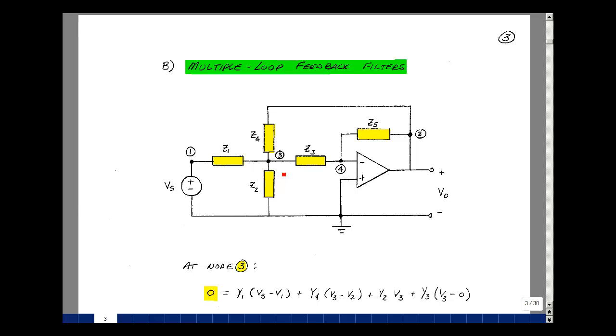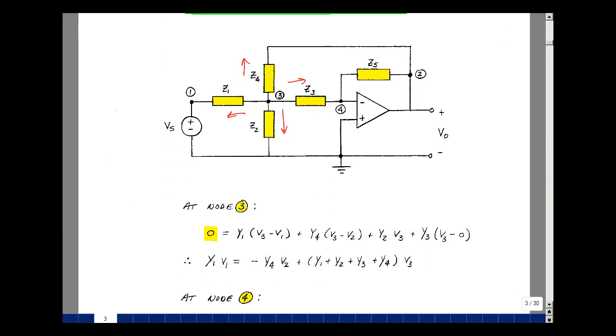I'm going to let the current leave the node here. And that means that nothing is entering, so that's 0. That's going to equal the current that's leaving. Current in Z1 is going to be V3 minus V1 divided by Z1 or times Y1. The current in the impedance Z4 is going to be V3 minus V2 divided by Z4 or times Y4. The current in Z2 is going to be V3 minus 0 divided by Z2 or times Y2. And then lastly, the current in Z3 is going to be V3 minus V4, but V4 is equal to 0, divided by Z3 or times Y3.